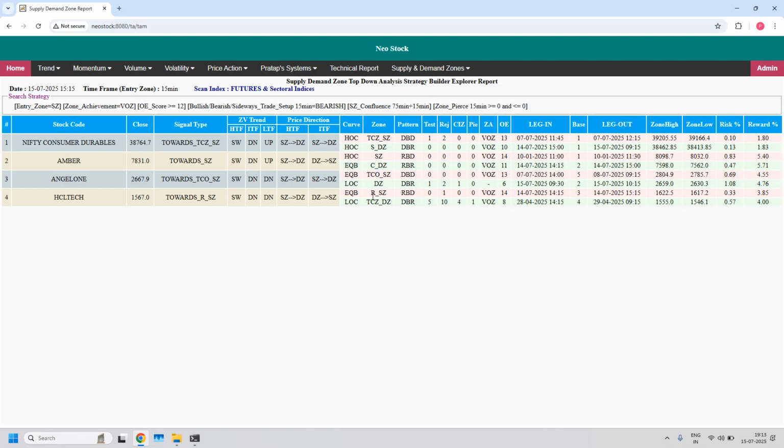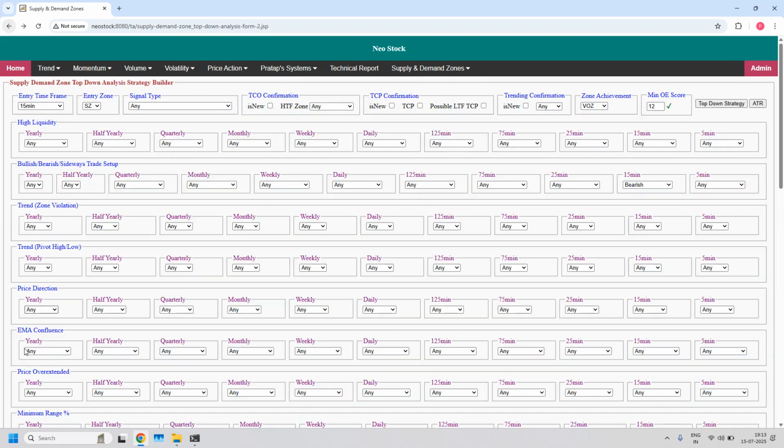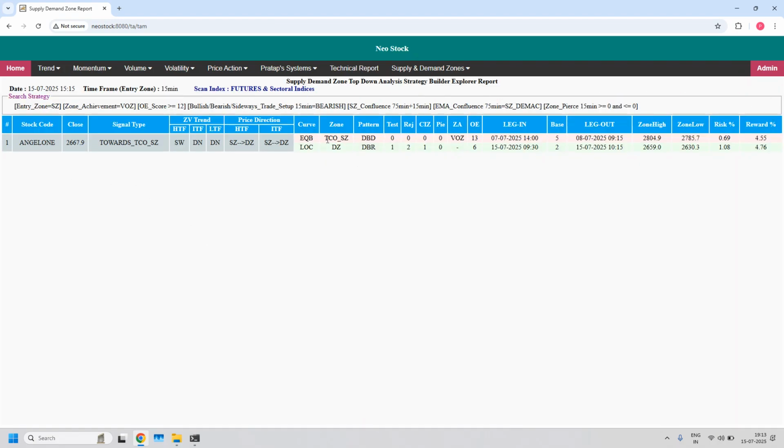In all these 4 stocks, these 15 minutes supply zones are overlapped with 75 minutes supply zone, and 75 minutes trend is a downtrend. Let's further filter based on EMA confluence at 75 minutes by setting 75 minute supply zone with daily EMA confluence. So one stock is filtered. Probably that way this 15 minute supply zone might be having more high probability to get success.